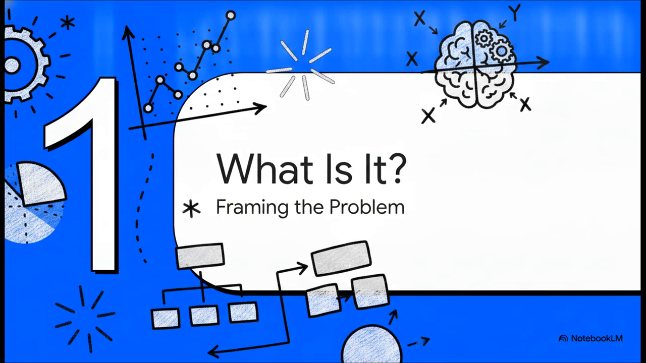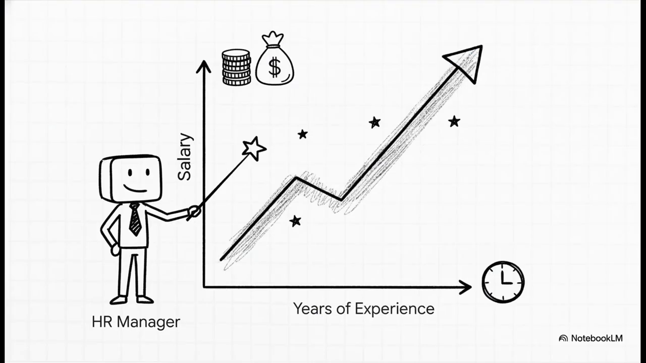All right, section 1, what is linear regression? Framing the problem and solution. Let's set the stage for how this works in practice. Picture this. You're an HR manager, and you're trying to predict a person's salary based on the years they've spent in the industry. As you look at your data, a pretty obvious pattern emerges, right? As the years of experience increase, the salary generally increases right along with it. It's a classic, straightforward cause and effect relationship.